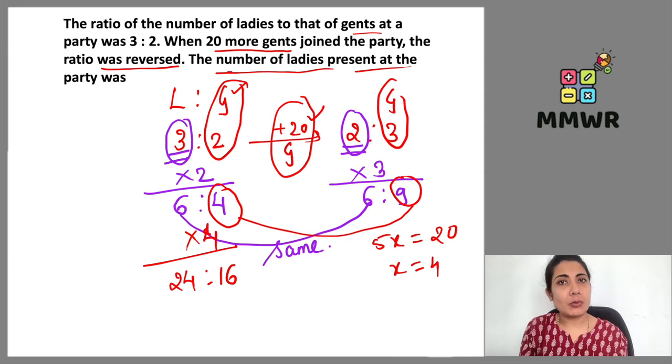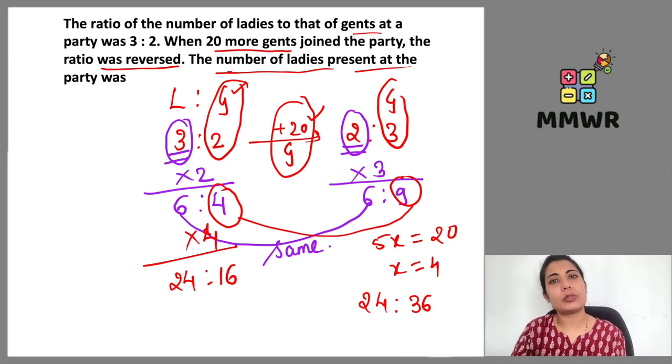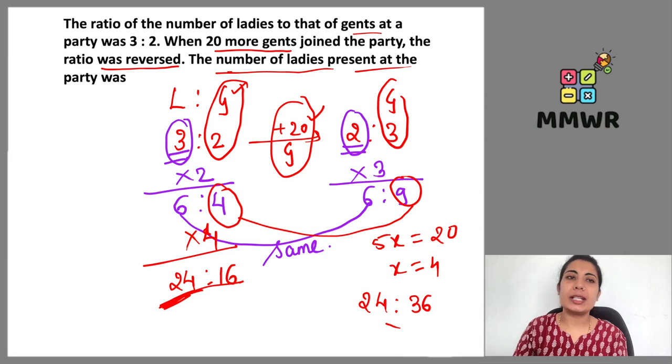So initially 24 ladies were there, 16 gents were there. After 20 more gents joined, the gents quantity has changed. Ladies quantity is still 24, but the gents have become 36. That is why the ratio is reversed. We can divide this further by 12. 12 2s are 24, 12 3s are 36. This is the answer. 24 ladies were there initially at the party.